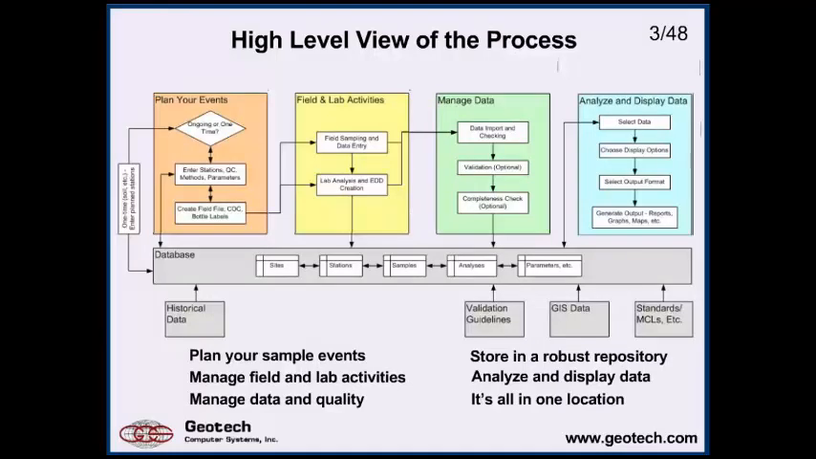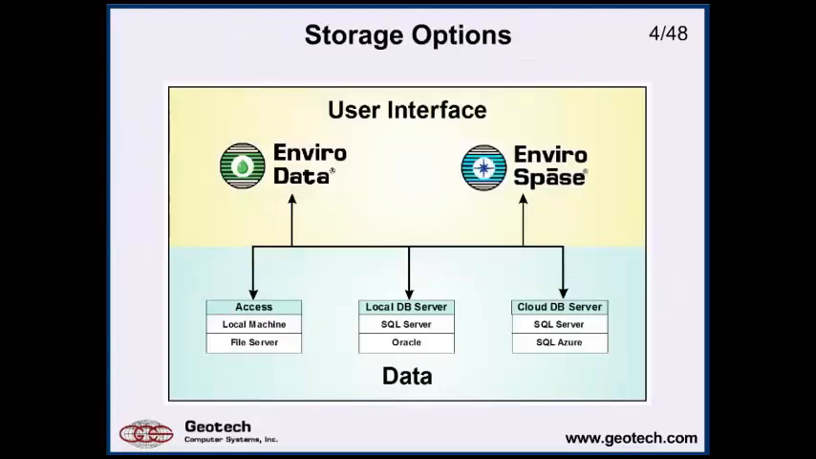Validation guidelines, GIS data, and then standards or MCLs. For a lot of people, a big reason for automating this is for comparison to regulatory limits. And so you got to get those in if you're going to compare it to them. So that's another part of getting the whole thing set up.